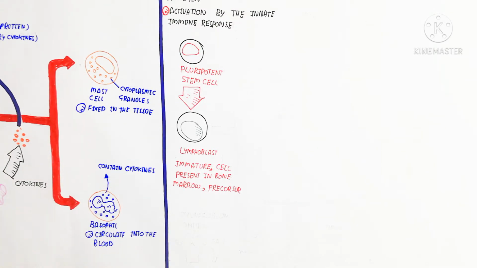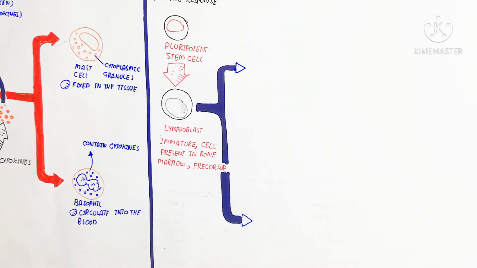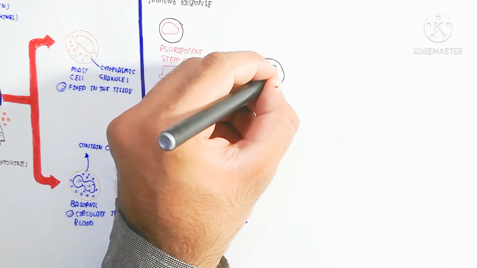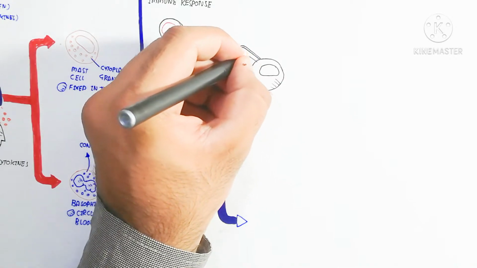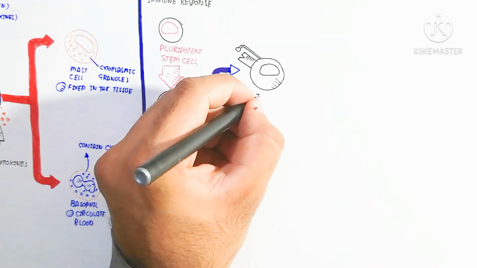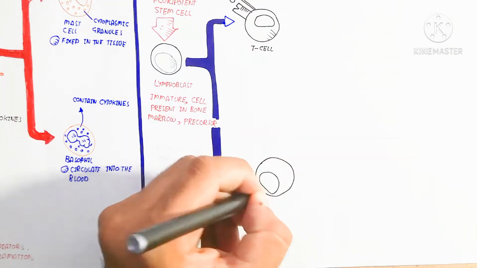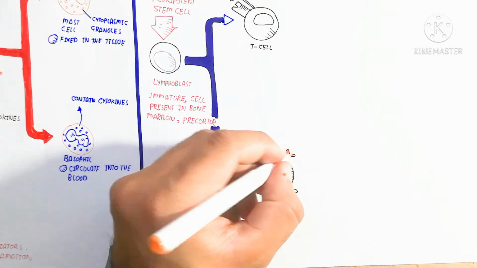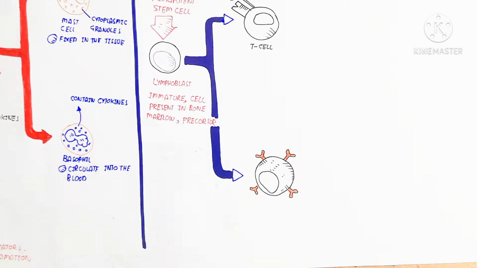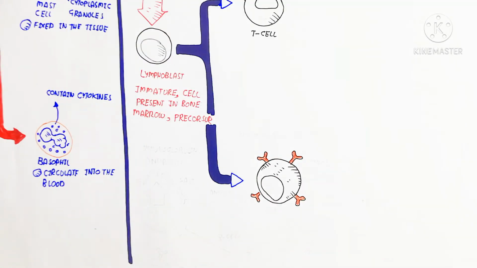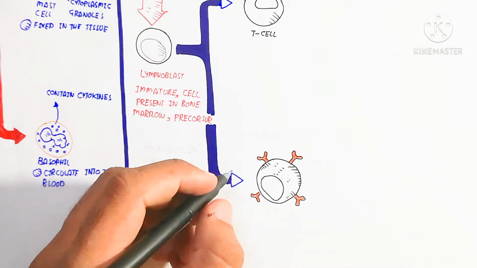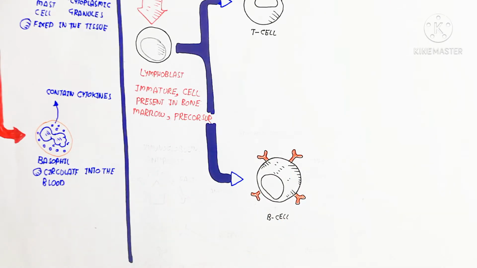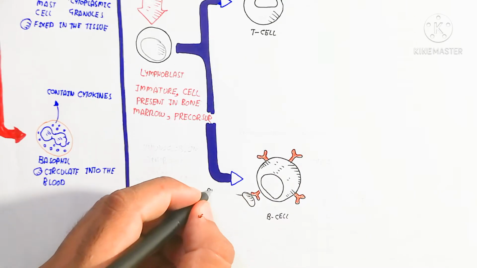This then proliferates into the T cell and B cell. The T cell differentiates further, but the B cell produces two types of cell, the plasma cell and the B memory cell. So it contains immunoglobulin containing antibodies.